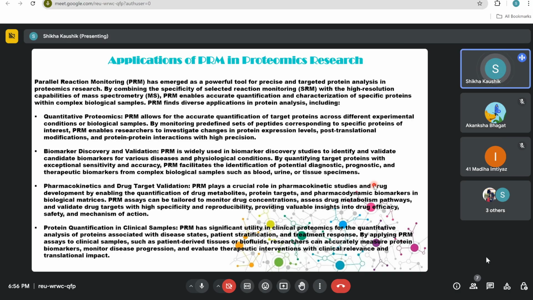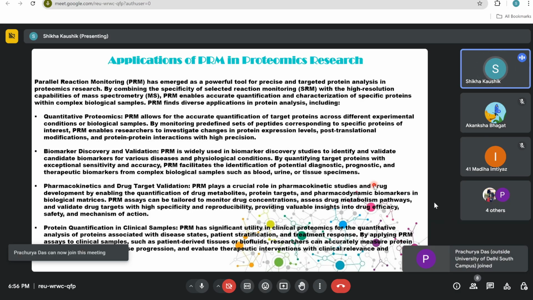Then you have pharmacokinetics and drug target validation. So definitely with the help of PRM, you can study the changes happening in the untreated and treated. So it plays a crucial role in pharmacokinetic study and drug development by enabling the quantification of drug metabolites, protein targets, pharmacodynamic biomarkers in biological matrix. So whatever your drug is targeting, you can show with the help of PRM that जो drug treated है और जो untreated है उनमें क्या changes हैं, and that will give you more precise or rather validate your drug as an inhibitor of a particular protein.